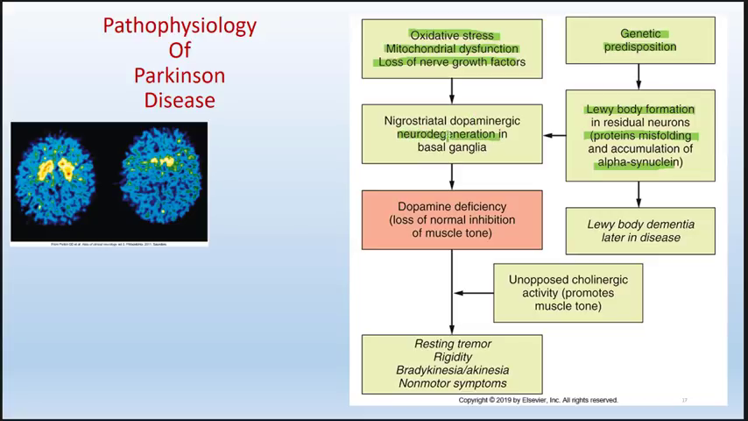So we can call that neurodegeneration because there's degeneration of these particular neurons. And we know then that this leads to a deficiency in dopamine production.